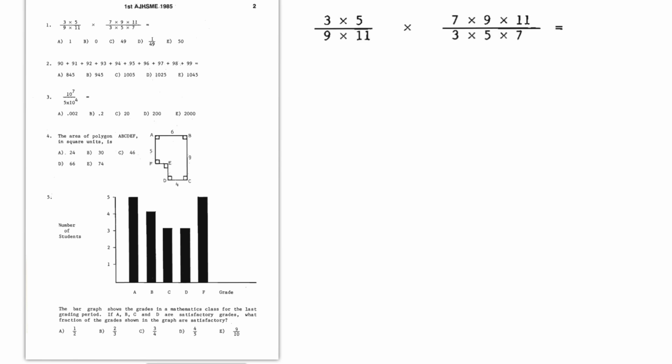times 7. Now I copy the question. We can cross cancel. 3 cancels 3, 5 cancels 5, 7 cancels the bottom 7, 9 cross cancels, 11 cross cancels. All canceling leaves us 1 over 1. That's the 1. So the answer is A.